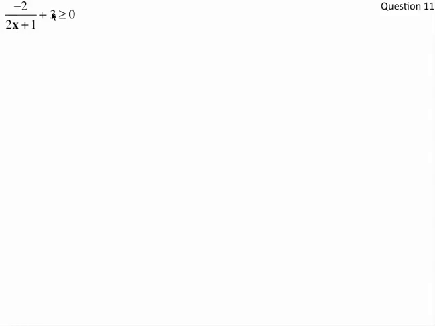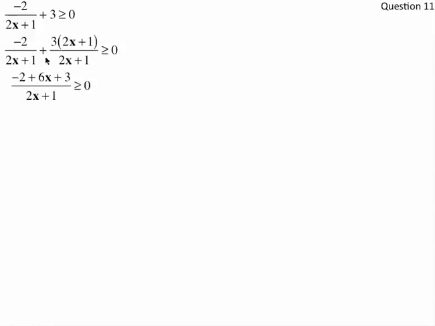So I'm going to rewrite the 3 as 3 over 1 and multiply the numerator and denominator by 2x plus 1. That gives us negative 2 over 2x plus 1, plus 3 times (2x plus 1) over 2x plus 1. Notice if these 2x plus 1's canceled, I would get right back to the 3. Now we have a common denominator, so I can add the tops and keep the bottoms.